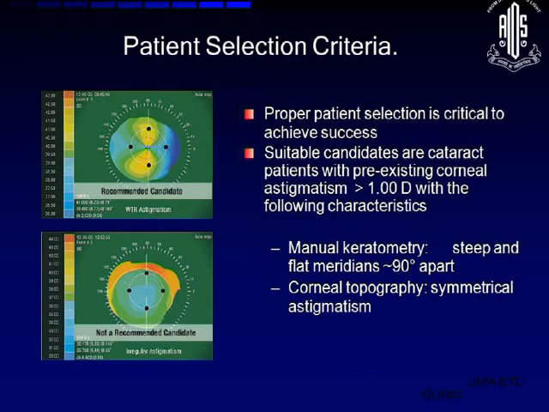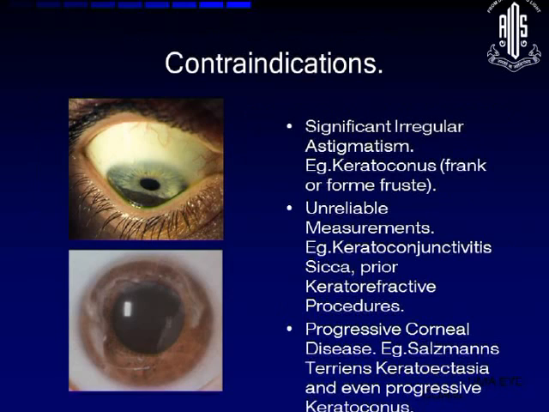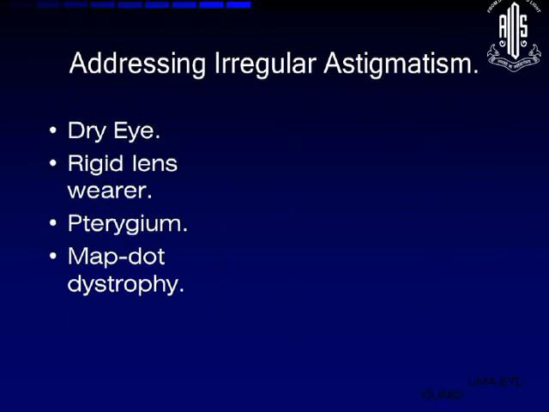You've taken the regular astigmatisms, more than a diopter. You use the manual keratometer. There are a few contraindications touched upon, but I'd like to talk about things like keratoconus per se, forme fruste, conditions like Salzmann's, Terrien's. These have a floating astigmatism. It keeps changing. So these are not ideal candidates which you put on the table. And there are certain other conditions which we can address prior to doing the procedure.